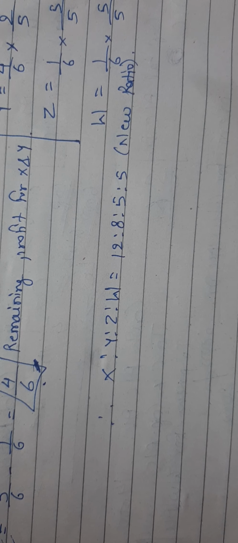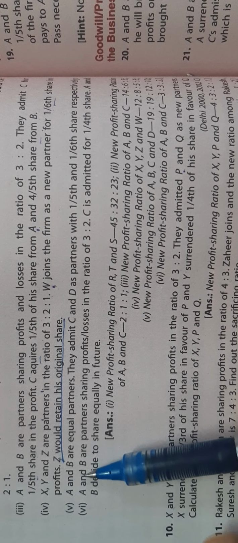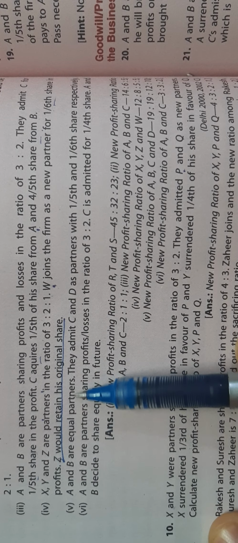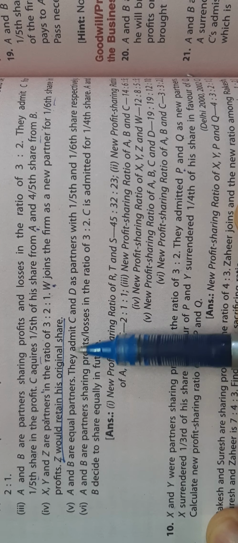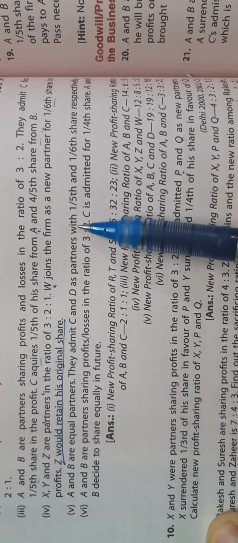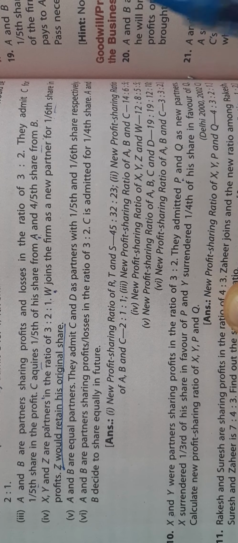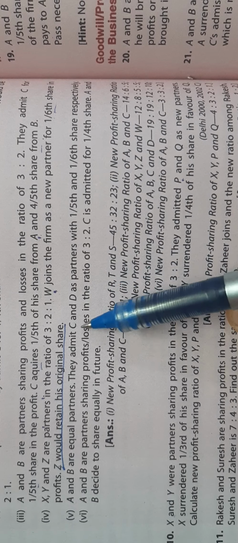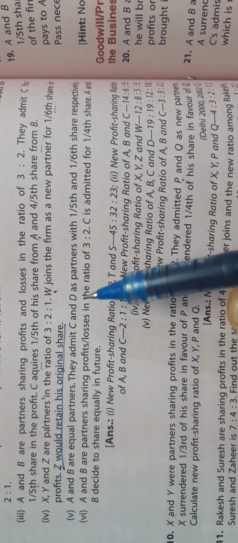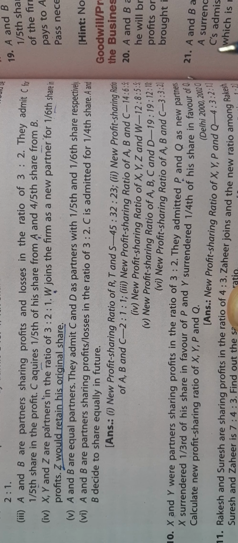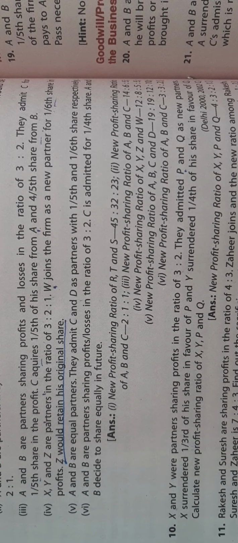So moving towards the next one. Here is the next part of this 9th question, in which A and B are equal partners. Equal partners means they have a ratio of 1:1. They admit C and D as partners with 1/5 and 1/6 share respectively. What it means here? They both are admitted together at one time. There is a similar question to this one.